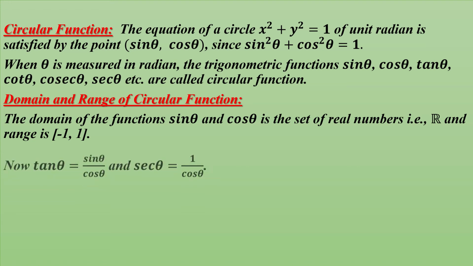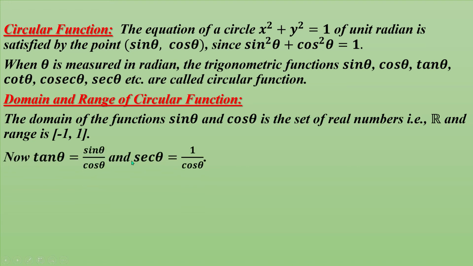Clear? Now tan theta is equal to sin theta by cos theta, and sec theta is equal to 1 by cos theta. When cos theta is equal to 0, the fraction, that means tan theta, will be undefined. And also when cos theta is equal to 0, that means 1 by 0, this is undefined. Undefined means the value cannot be determined, or we don't know what the value will be. This is undefined. That means the value cannot be determined.